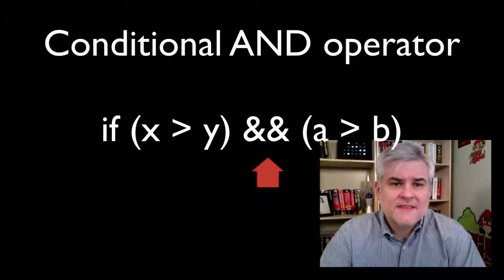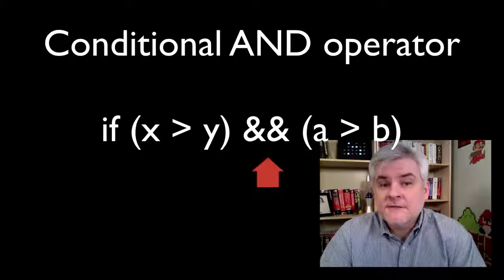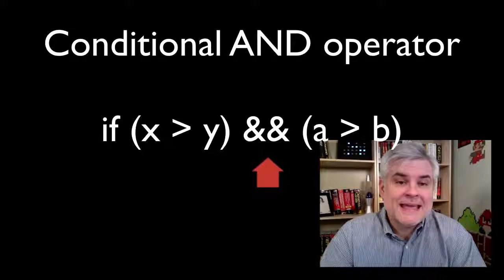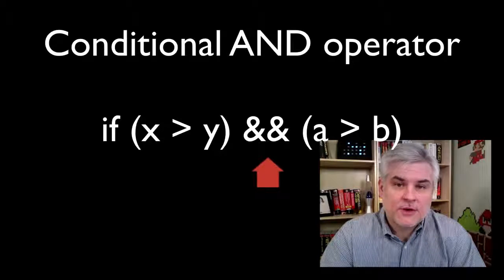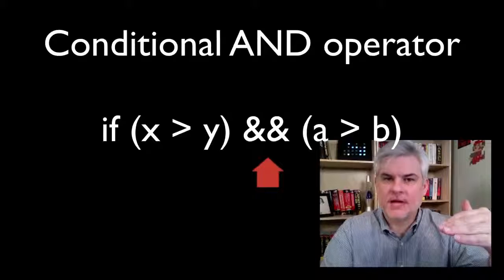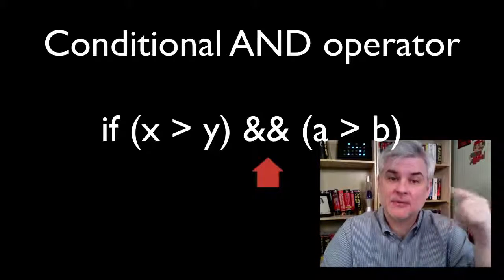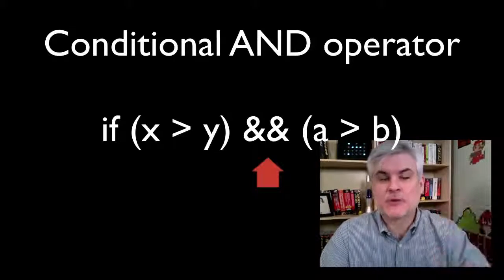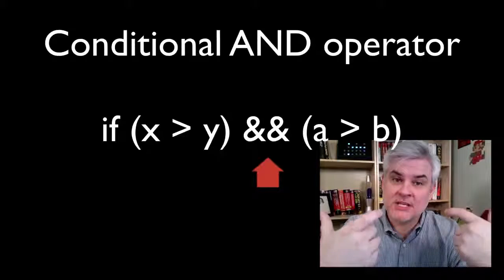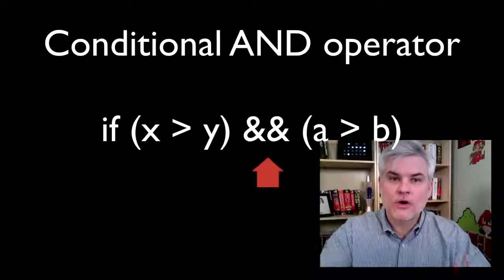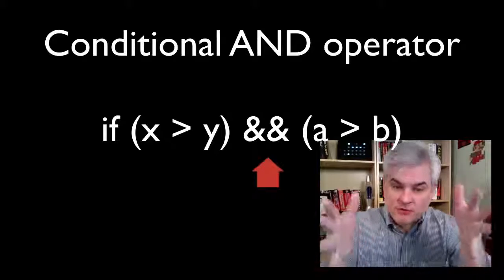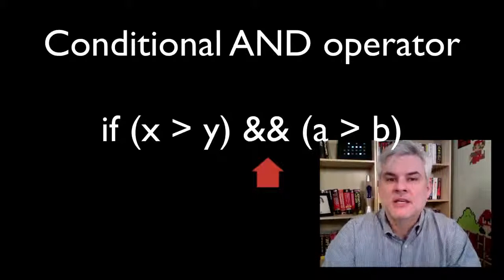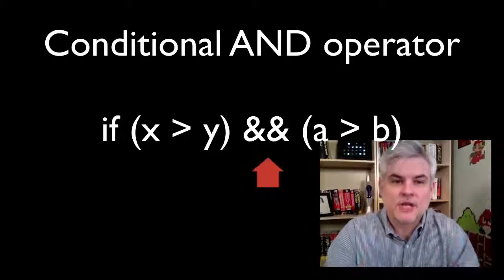Okay, so here's some new ones that you may have not seen before. This is the conditional and operator. So in this particular little segment of code here, if x is greater than y and a is greater than b, then perform the block of code underneath the if statement. So that double ampersand is the and operator. Both of those conditions must equate to true in order for this statement to evaluate to true and therefore execute the block of code below it.